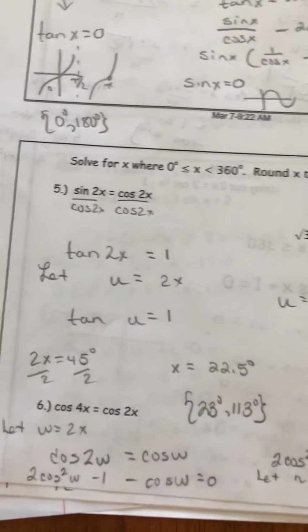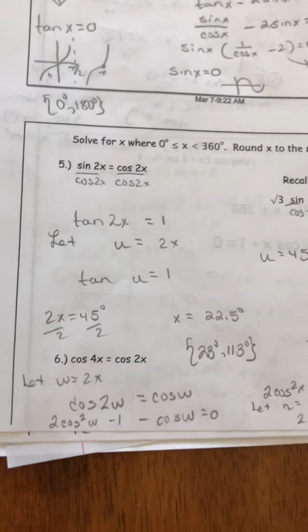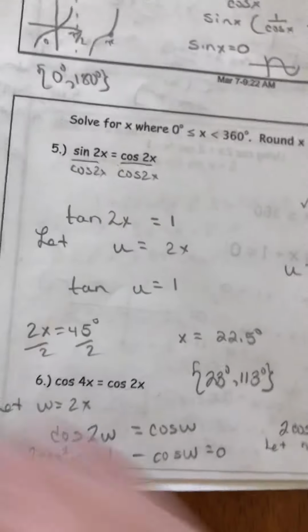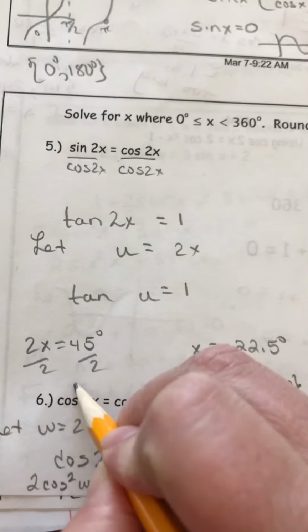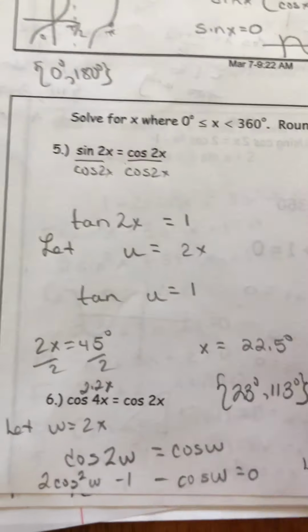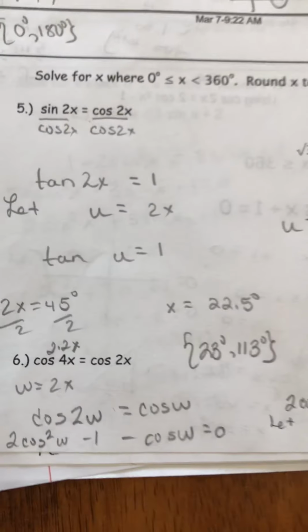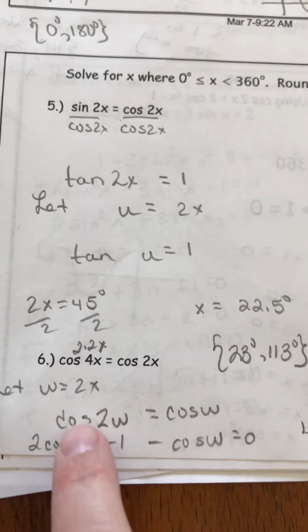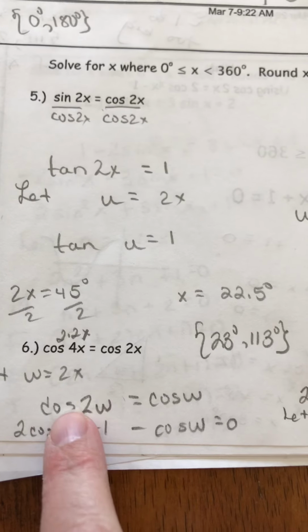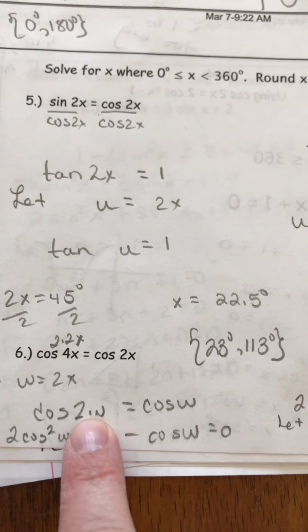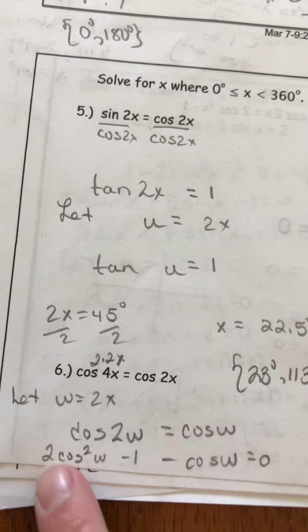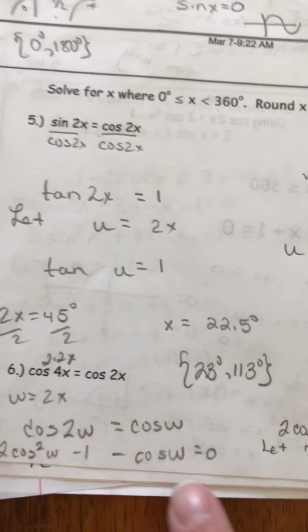Last example, this one's a doozy. So I see potentially two let statements. Change the 4. In your mind, treat the 4 as if it's 2 times 2x. We had that back in earlier chapter 10, back in early March. So if I let w be just 2x, this becomes cosine of 2w, so cosine double angle equals cosine w. Then you can go ahead and use the cosine double angle formula.